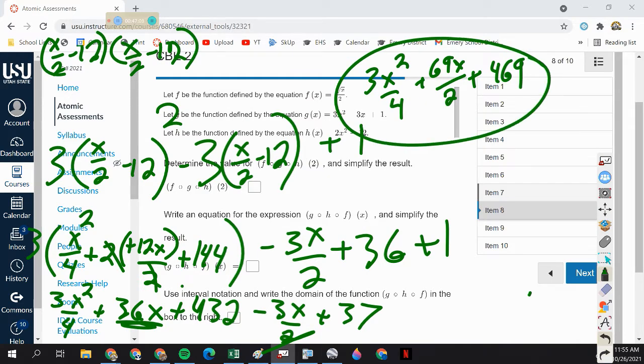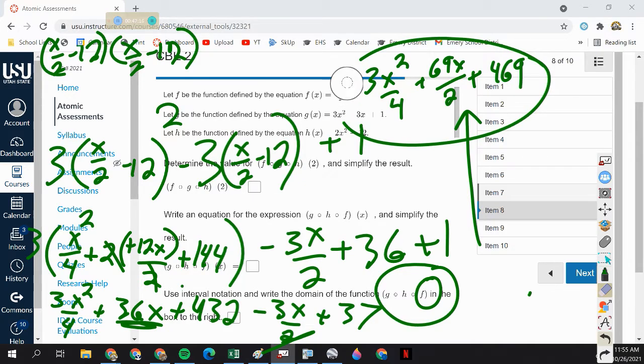Well, all we have to do is look at the domain of f and the domain of the entire thing. Does that have any domain restrictions? No. Okay. Does f have any domain restrictions? So f is root x over 2. Yes. X must be greater than or equal to 0.